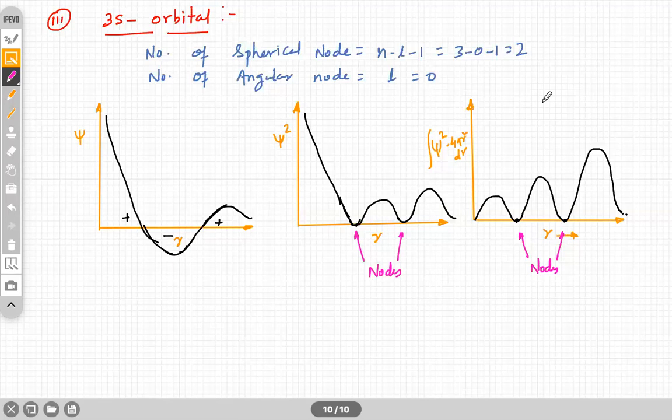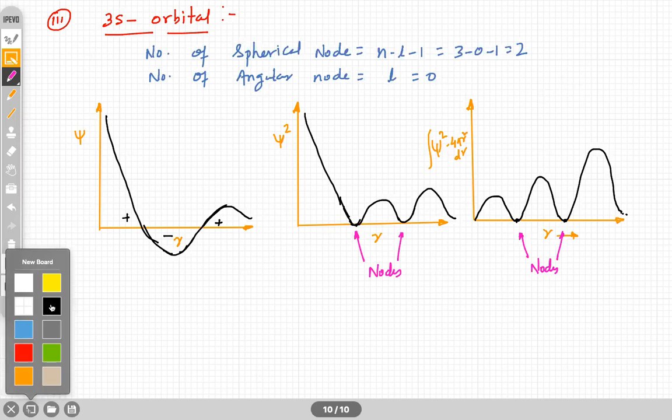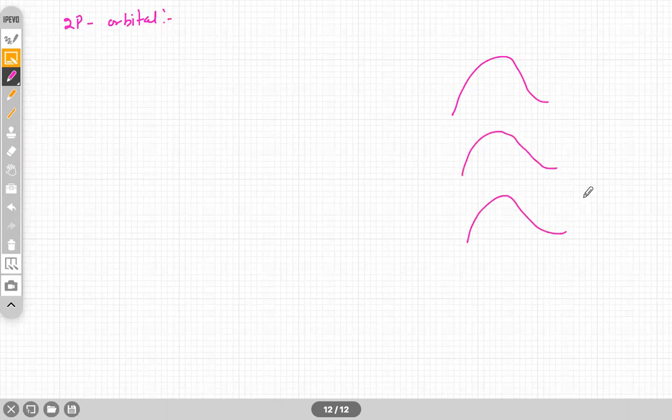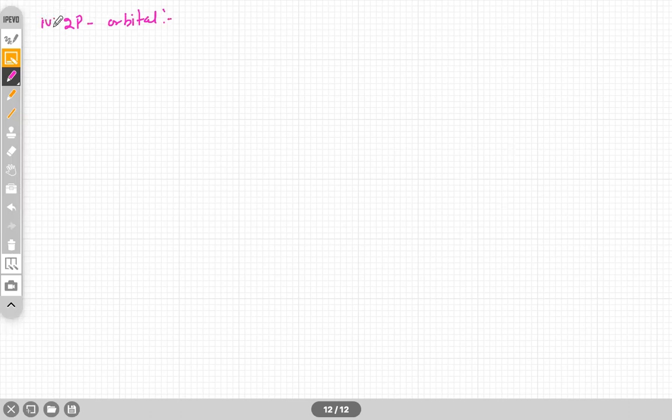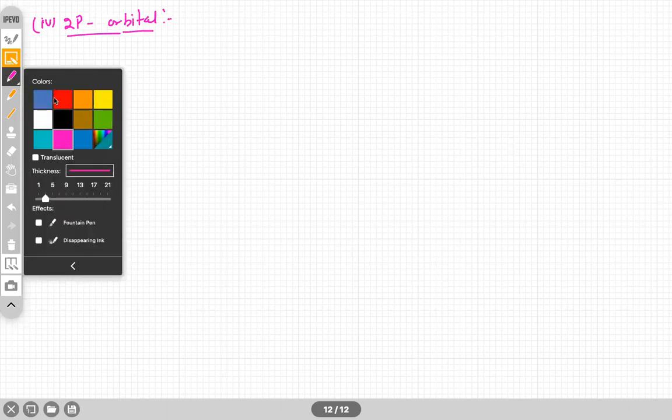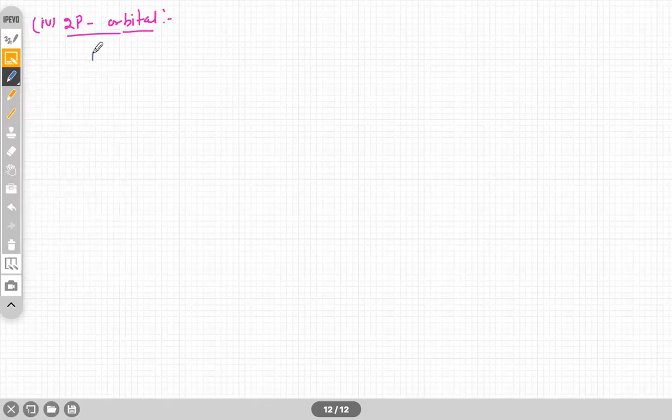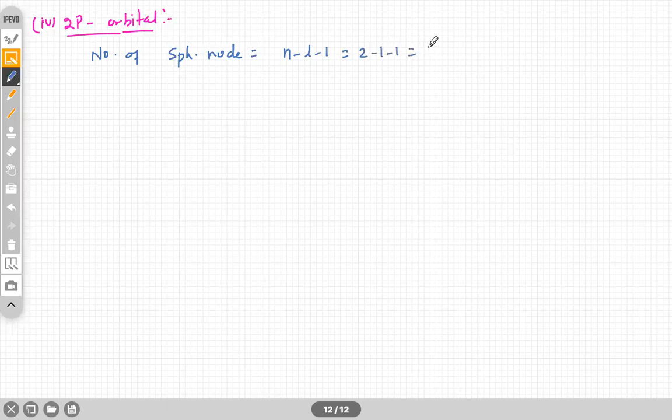Okay. Now, a few facts here you should know. Suppose we have 2p orbital. We won't draw the graph here. If you want, you can draw. It is a mountain like this. It comes psi like this, psi square also like this, and probability also like this. Because it has only angular nodes that we cannot represent here, we won't draw that angular node. So the number of spherical nodes here is n minus l minus 1. n is 2, l is 1, minus 1 is 0.